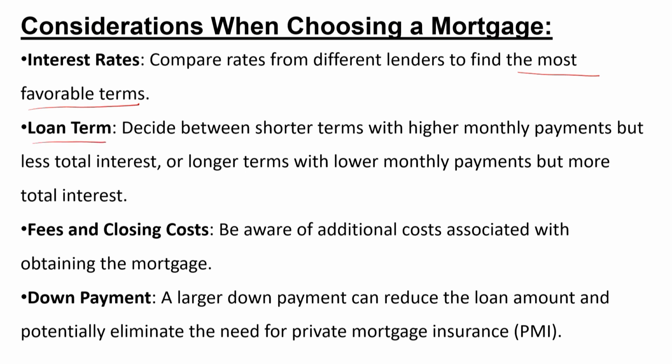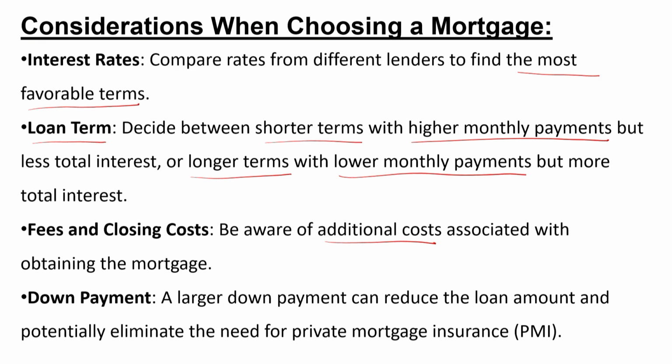Then loan term: you must decide for what time period you need the loan. The duration of the loan must be decided. In case of a shorter term you need to pay a higher monthly payment, but if you take a longer term, a lower monthly payment will be there, but total interest may be higher in such cases. So loan term must be decided. After that, fees and closing costs must be checked. What are the additional costs associated with the mortgage facility? That must also be determined by the consumer so as to understand what is the total cost of financing with the help of such an arrangement.